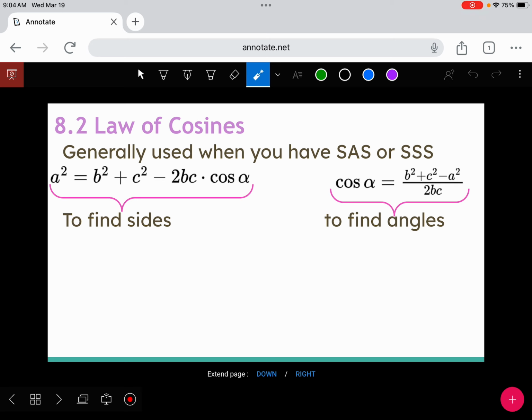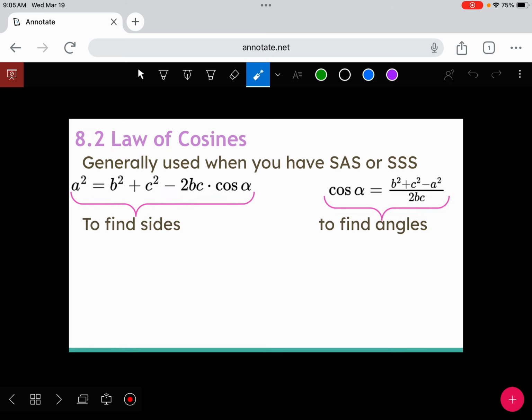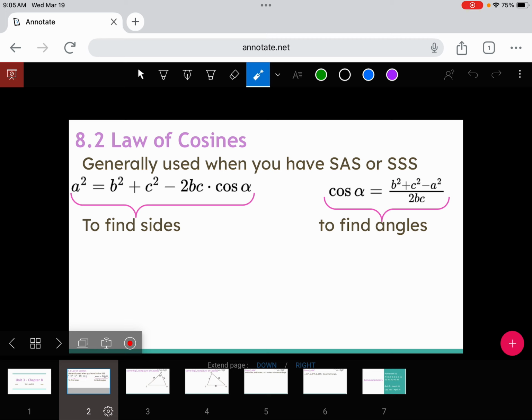So we're going to use both of these today. So write these down because we're going to solve some triangles today. Any more time to write it? Okay.